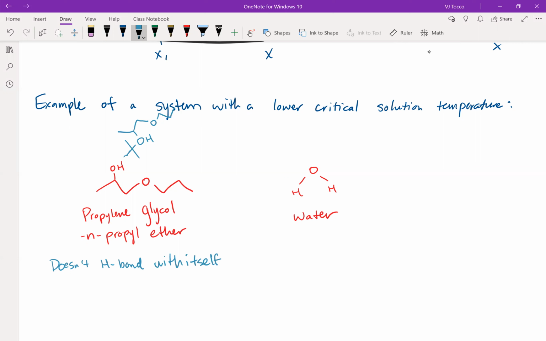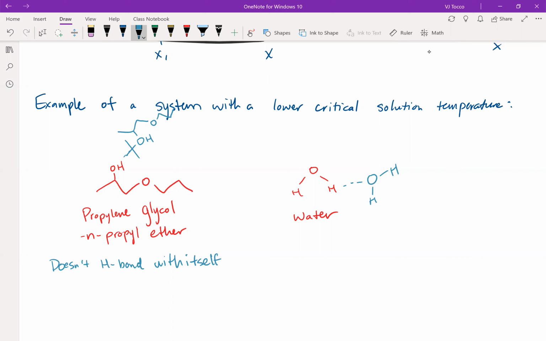But we know water is a hydrogen bonding machine. It'll hydrogen bond to a lot of stuff, right? Water is a small molecule, so it can hydrogen bond. I know my hydrogen bonds are supposed to be dashed. Right now, if you mix propylene glycol and propyl ether with water, water and propylene glycol are going to cross hydrogen bond with each other. So water molecules have no problem hydrogen bonding with this propylene glycol molecule.